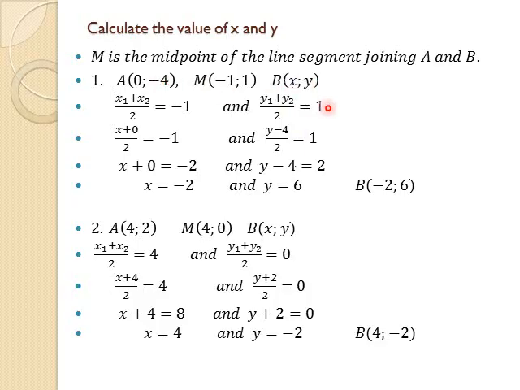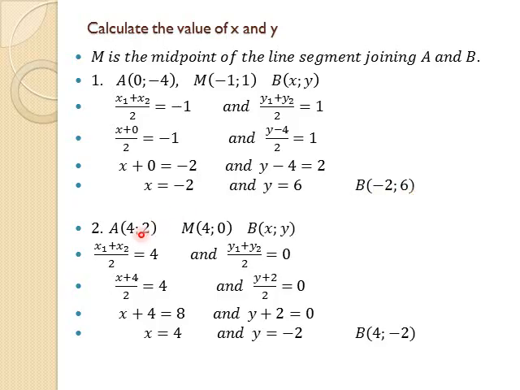y minus 4 divided by 2 must equal 1. y minus 4, 2 times 1 gives me 2. Take negative 4 over, 2 plus 4 gives me 6. So my coordinates of B in this case are minus 2 and 6.